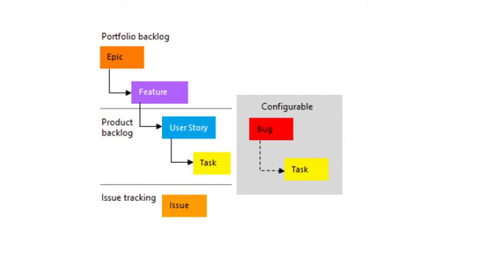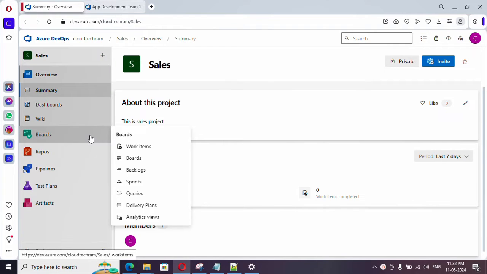Now I'm going to show how we can create work items such as epic and feature in this video. Before we get started, hope you remember the hierarchy of agile process. Epic should be at the top, followed by feature and then user story and then task. In this video as well, we are going to create all four items in a hierarchy way.